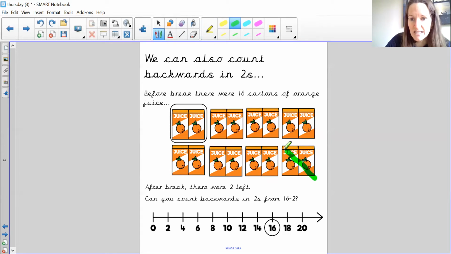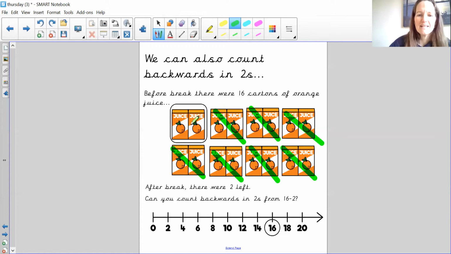So we've got 16, 14, 12. Remember, you can follow along on the bottom. 10, 8, 6, 4, and here I have my 2 are left. So let's count forwards and backwards.